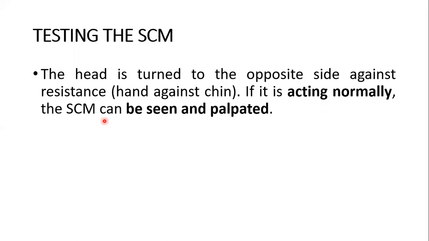Okay, test. If you try to prevent the action, that will test the muscle. The person is asked to turn to the opposite side against resistance, with the hand against the chin. If the muscle acts normally, the sternocleidomastoid can be seen and palpated.